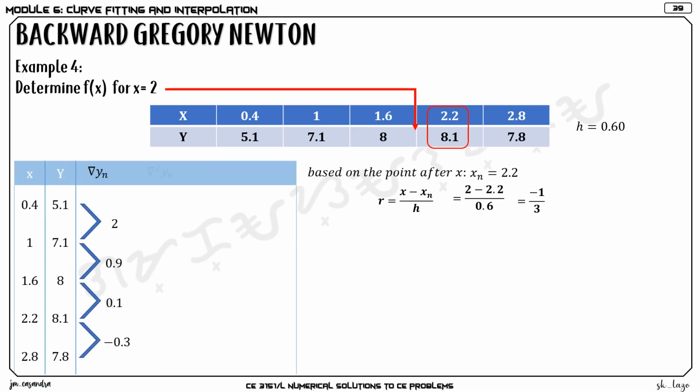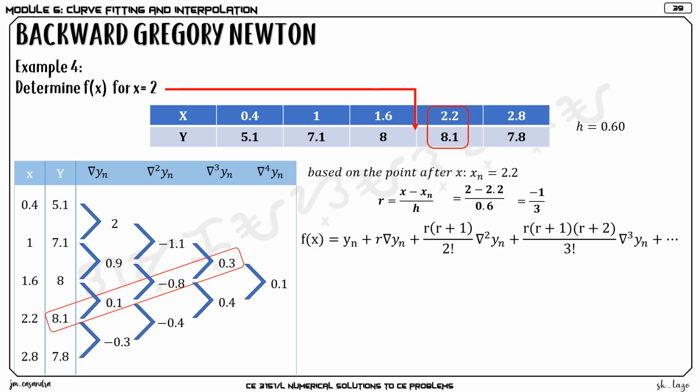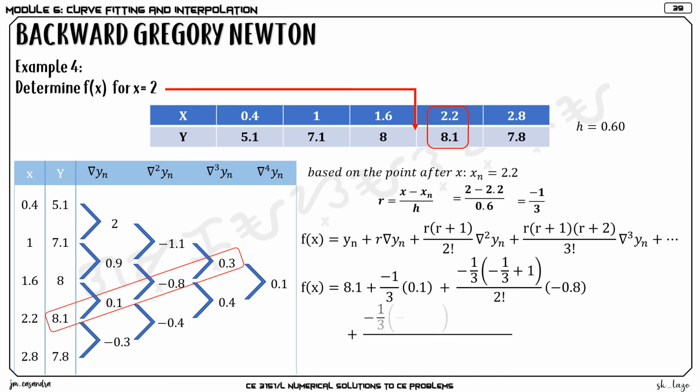Using our computed finite difference table, we are going to use the values of the differences at x equal to 2.2. So we'll have values of 8.1, 0.1, negative 0.8, and 0.3 for our equation. So substituting the value of r and our y and nabla y sub n, we'll have f of x is equal to 8.1 plus negative 1 over 3 times 0.1 plus negative 1 over 3 times negative 1 over 3 plus 1 all over 2 factorial times negative 0.8 plus negative 1 over 3 times negative 1 over 3 plus 1 times negative 1 over 3 plus 2 all over 3 factorial times 0.3.